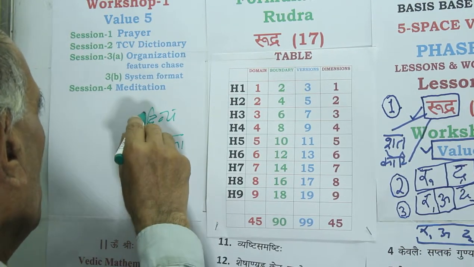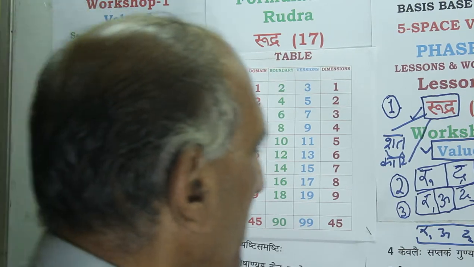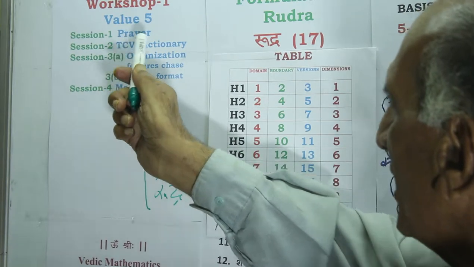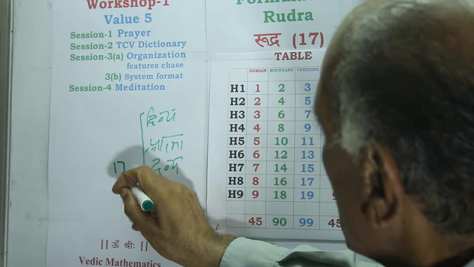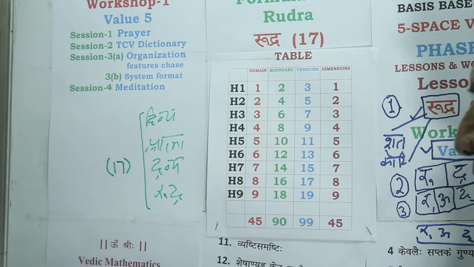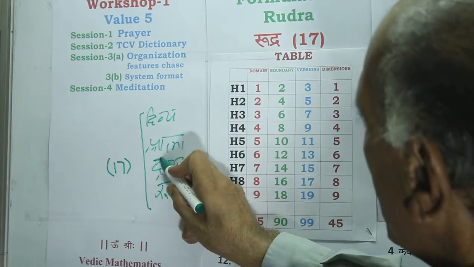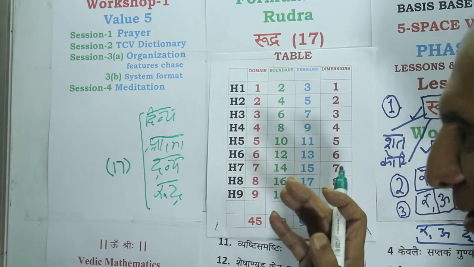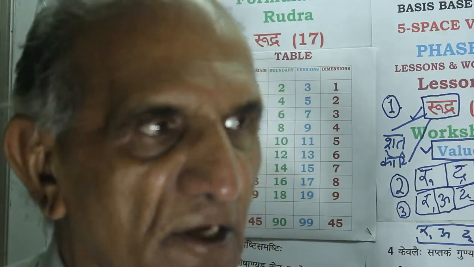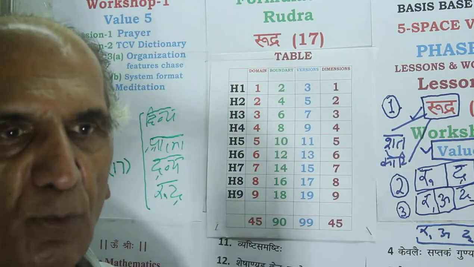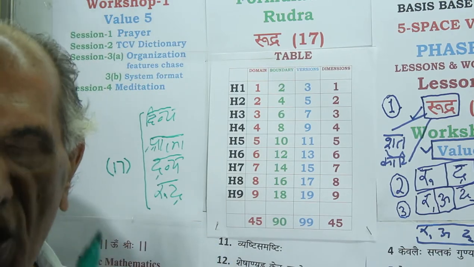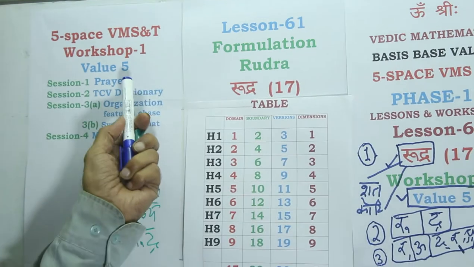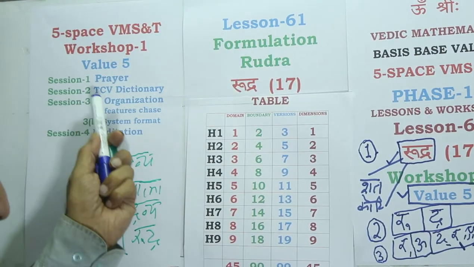Therefore, in today's workshop, when we will be in the second session, when our focus is going to be upon the TCV dictionary, then one of the attentive things will be to compile the formulations of TCV value 17, and it will bring in Rudra. Dravya means content, Atma means soul, Divya means transcendental. So Divya, Atma, Dravya, Rudra, all these features, values, aspects and formats are ultimately going to be the subject aspects of understanding, learning and chase of the workshop while in the phase of the TCV dictionary.